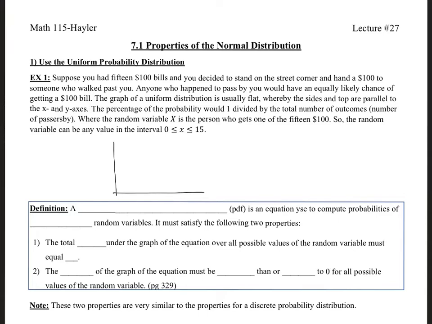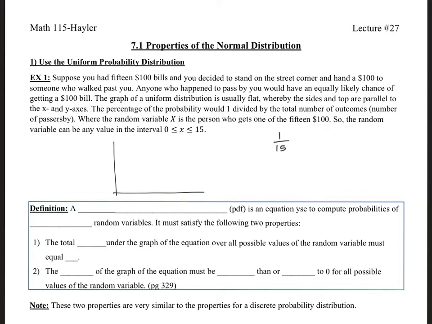Now, the probability for a person getting a $100 bill would be 1 divided by the total number of outcomes, right? So 1 divided by 15. Where the random variable, capital X, is the person who gets one of the $1,500. So the random variable can be any value in the interval of 0 to 15.